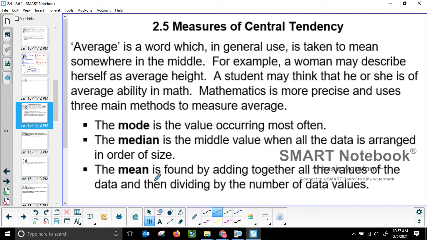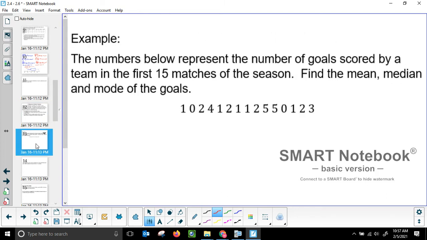Mean is the average, median is the middle entry when put in order, and mode is the one that occurs most often. Obviously, I'm not going to spend a whole lot of time on this. This is like 5th grade, maybe even before. The numbers below represent the number of goals scored by a team in the first 15 matches of the season. Find the mean, median, and mode of the goals.